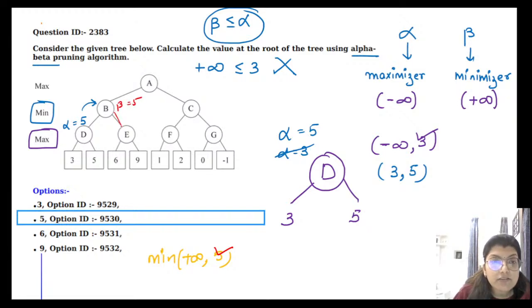Now I will reach E. From B I will reach E and I will take that value which is lesser than your beta. So which value is there? Value is 6. So now I'll compare 5 and 6. So which one is minimum value? Minimum is 5. So for now beta is equal to 5. Now I will check this condition, beta is less than equal to alpha or not. Yes or no?